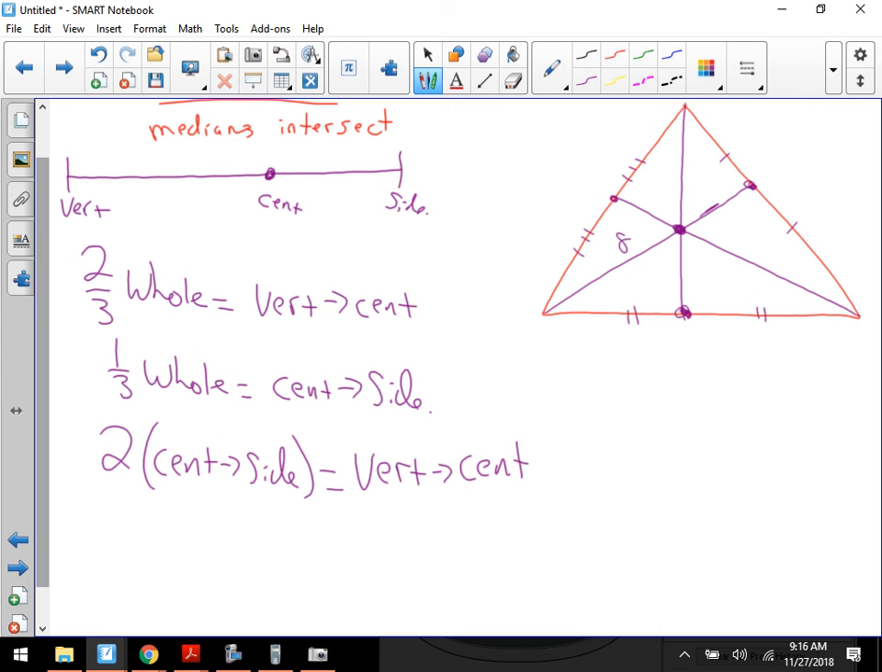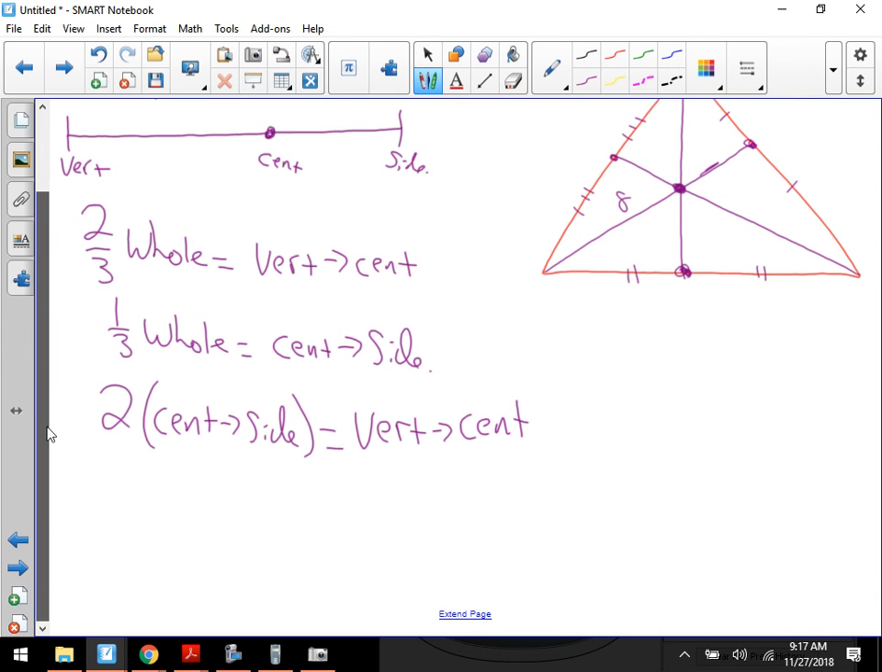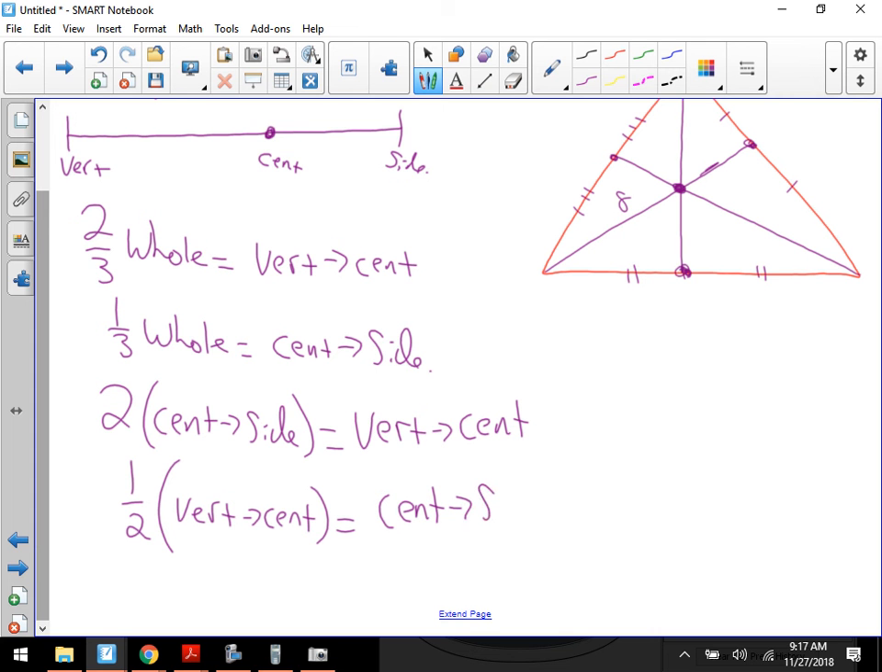And the last one was take half of vertex to centroid, and it equals centroid to side. Those were the 4 common things that we had. And hopefully that doesn't sound so horrible, bad, so long ago.